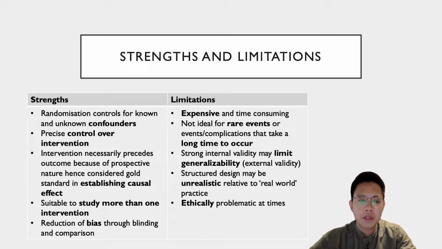And the use of blinding, which is oftentimes employed in RCTs, reduces bias through various means that we'll talk about later. There are, however, certain limitations. One of which is that RCTs are oftentimes expensive, logistically, administratively challenging to conduct. They are also not so ideal for rare events or events that take a long time to occur. So for example, when studying some of the perhaps side effects or adverse effects of certain medications that may take a long time to occur, RCTs, given the nature of its conduct, are oftentimes not so ideal.